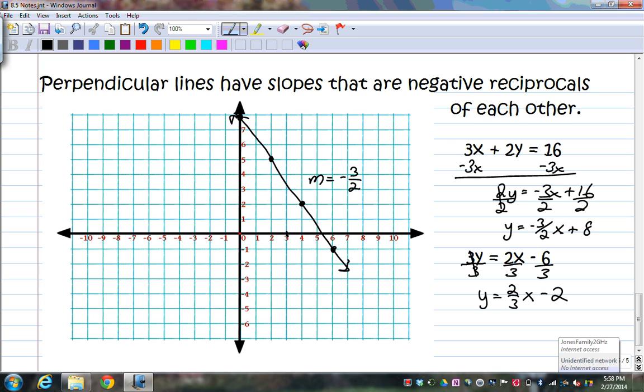So we go to negative 2, plot a point, and then we're going to go up 2 to the right 3 because it's positive, so we expect it to go up from left to right. Up 2, right 3, up 2, right 3, up 2, right 3. If we graph this, you see that it is perpendicular to the other line.